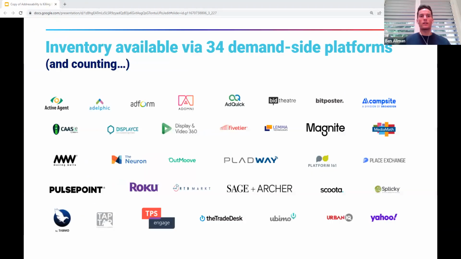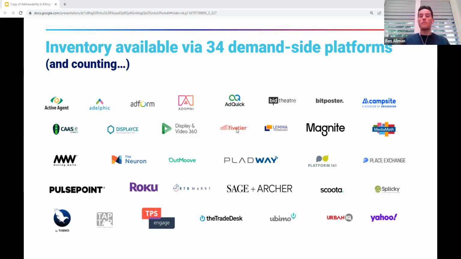But it's also worth mentioning that Campsite isn't the only game in town when it comes to buying digital out of home programmatically. And as a fully fledged programmatic marketplace who offers products on both the buy side and the sell side, Broadsign's goal is to make as much inventory as possible available to as many buyers as possible. And we do that by integrating our supply side platform, Broadsign Reach, with multiple demand sources or DSPs, all of which you can see on your screen right now.